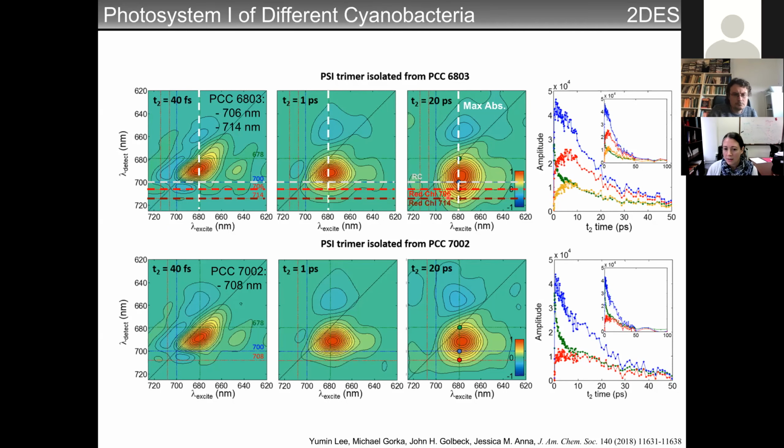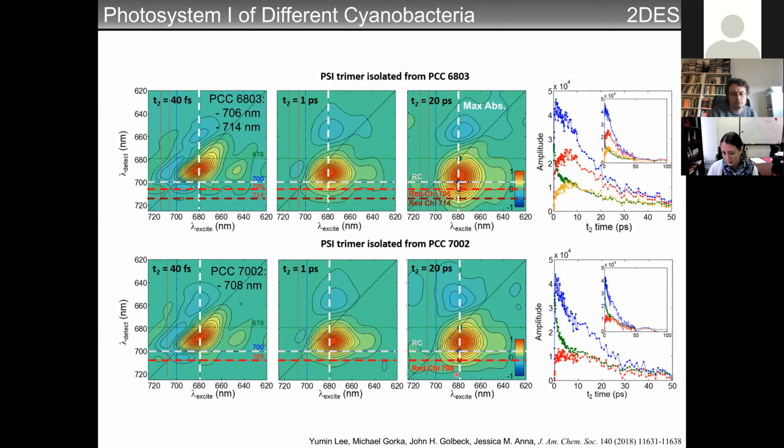Okay, so we can do the same thing with PS1 with less red chlorophyll, right? We can draw the lines. And we see the same general trend, right? Little amplitude here at early times, and then at later times, we see a growth in this region. And so if we look at the traces, we see an amplitude growth for the red chlorophyll, followed by a decay. And this peaks at maybe about 3 picoseconds.